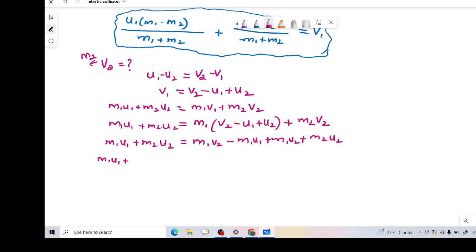So m1 u1 and m2 u2 as they are. I am sending this minus m1 u1, so this will become plus m1 u1, and next m1 u2 is coming to this side, so this becomes minus m1 u2. Okay, m1 v2, this one is v2. I have this, m2 v2. So this is m1 v2 plus m2 v2.